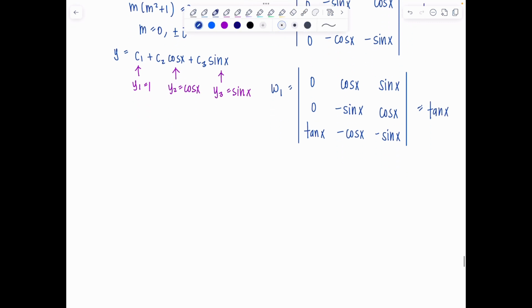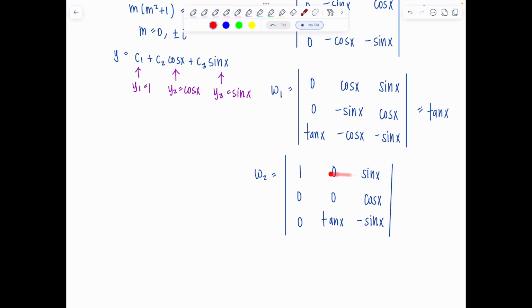Look how relaxing. W2. Now the first column goes back to being 1, 0, 0. Then we have 0, 0, tan x. And then sine x, cosine x, negative sine x. I would still expand along the first column. So you have 1 times 0 minus tan x cosine x. But that's just going to give us negative sine x.